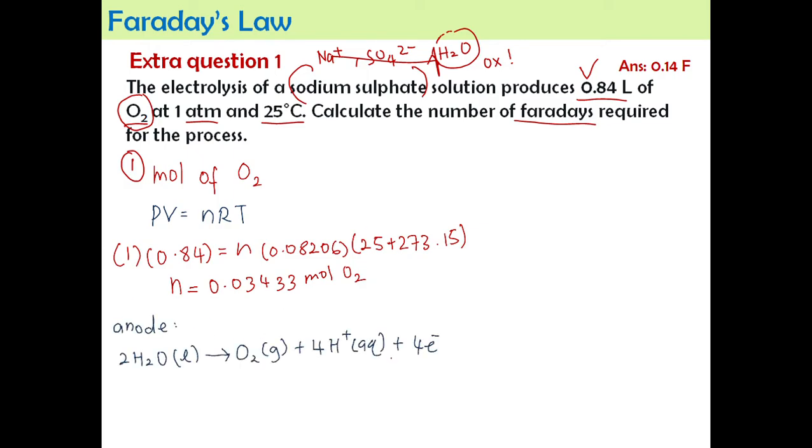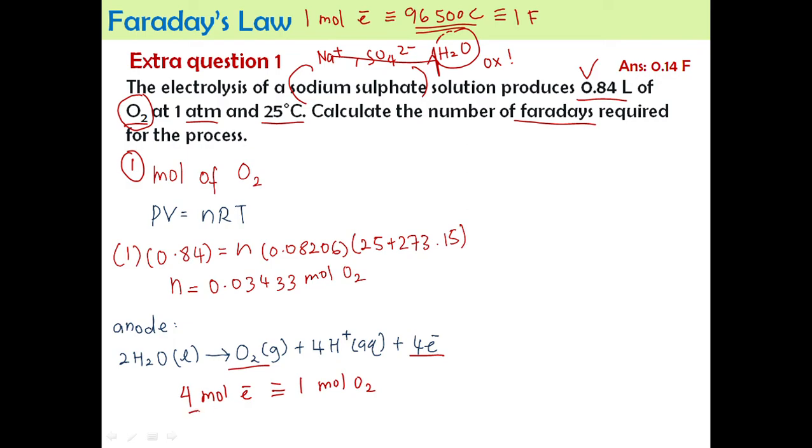So, daripada equation ini, kita dapat relationship 4 mole of electron produce 1 mole of oxygen gas. So, 4 mole of electron produce 1 mole of O2. So, kita tahu 1 mole electron akan carry 96,500 coulomb. Tapi kita tak berminat dengan coulomb. Sebab soalan tanya Faraday. Bersamaan dengan 1 Faraday.